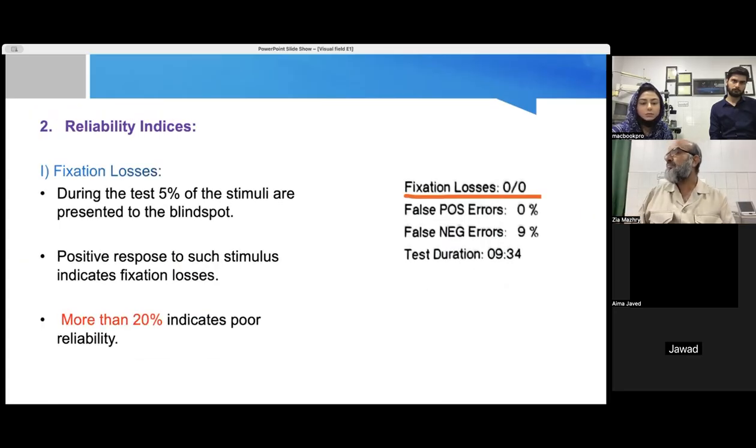Reliability indices consist of the fixation losses, false positive and false negative error. During the test, 5% of the stimuli are presented to the blind spot. A response to such stimulus indicates fixation losses. More than 20% indicates poor reliability.